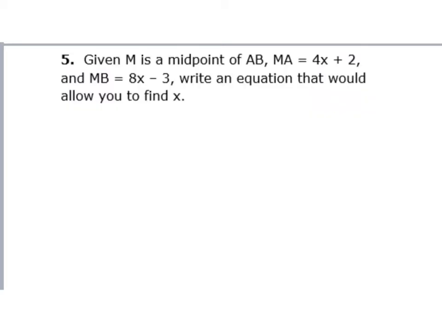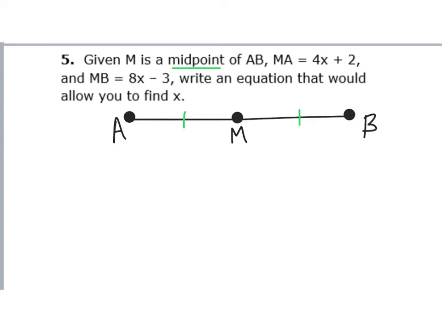Number 5. Given M is a midpoint. Oh, look, I have a midpoint this time. Okay, so given M is a midpoint, if I sketch a picture, this time I know that I do indeed have a midpoint in the middle. So that means these two sides will be equal to each other. M is the midpoint of AB. M to A is 4x plus 2.